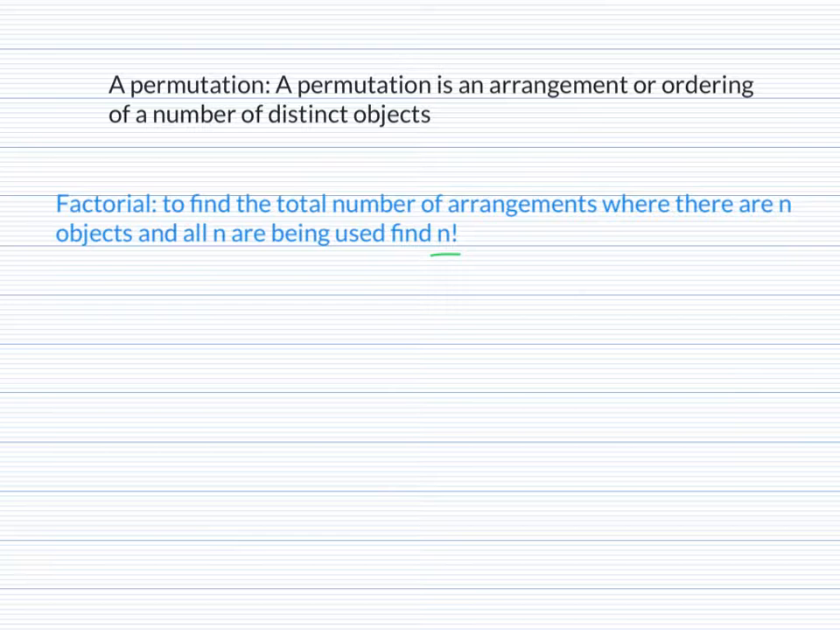What that really means, and you probably already know this, but if I had something like 4 factorial, you would just go 4 times 3 times 2 times 1 and calculate that out. So that would be 12 times 2 is 24.